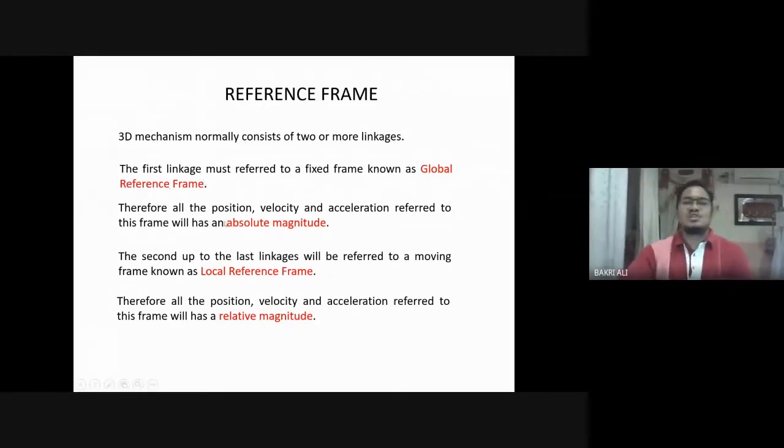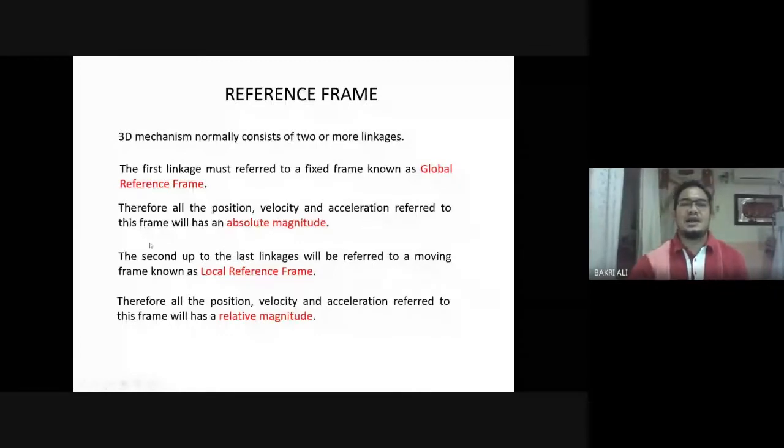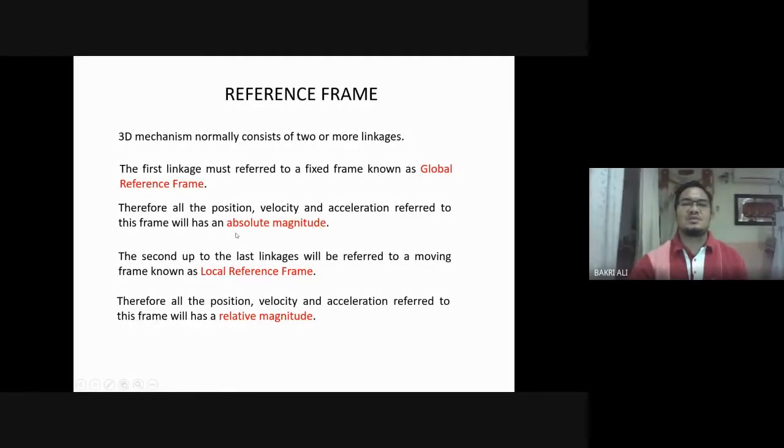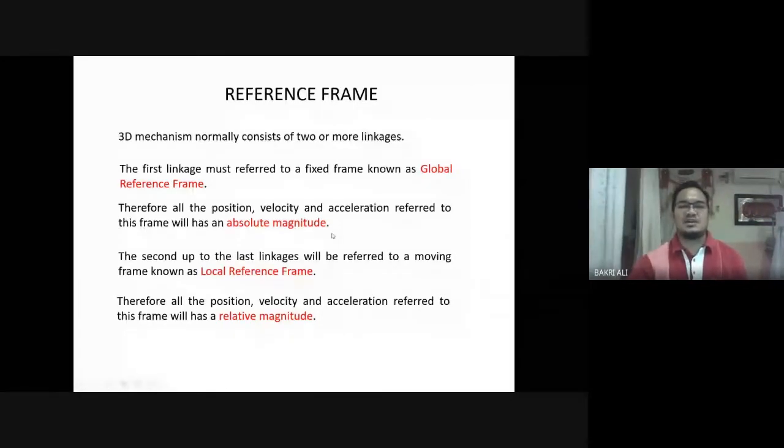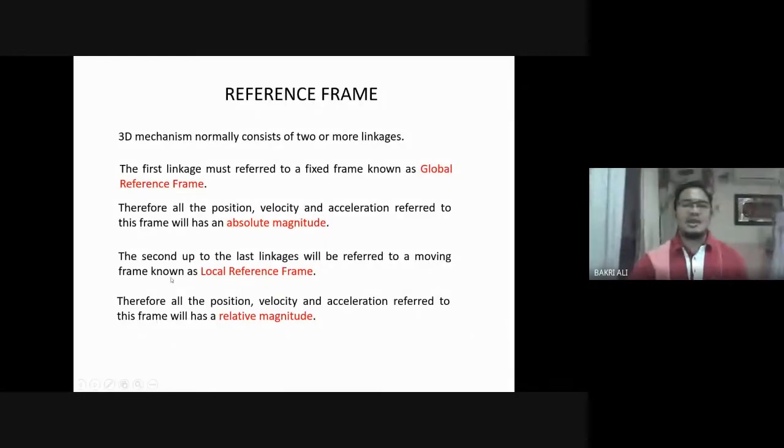Therefore, all the position, velocity, and acceleration referred to this frame will have an absolute magnitude. You must remember, anything that we refer to the global reference frame will have an absolute magnitude, be it position, velocity, or acceleration. The second is the moving frame, known as the local reference frame. Since it is moving, whatever position, velocity, and acceleration referred to this frame will have a relative magnitude: relative position, relative velocity, and relative acceleration.